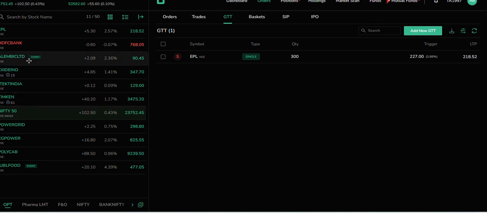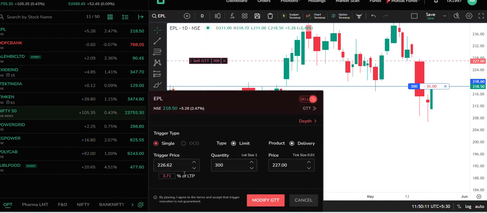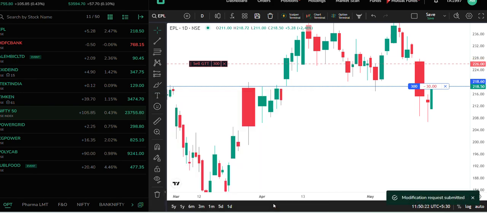So when we look at the slight adjustment, I'll make it 226. Okay. So I just drag it. I make it around 226.20. Okay, let's keep it around 226. Price 226. Modify GTT.